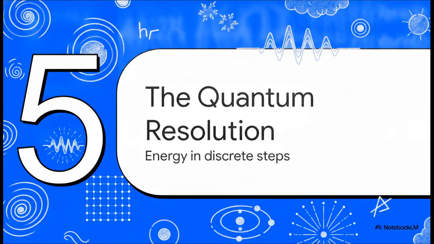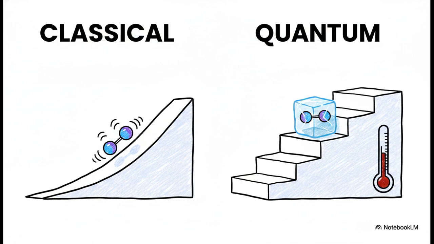Enter the fix. Section 5, the quantum resolution, and the discovery of energy in discrete steps. It actually took decades to figure this out. To fix this giant glitch, science needed a massive paradigm shift. Let's contrast how they used to look at things versus what's actually happening. The classical view assumed that a diatomic molecule, our little dumbbell, could vibrate smoothly at any continuous, infinite range of energy levels. But the quantum view came along and proved that energy levels only exist in discrete, measurable steps. Think of it like a staircase instead of a smooth ramp.